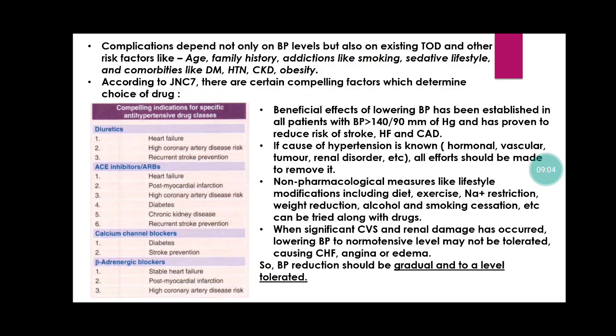According to the Joint National Committee 7, there are certain compelling factors which determine the choice of drugs. Like diuretics are supposed to be given in specialized cases like heart failure, high CAD risk, recurrent stroke prevention. ACE inhibitors or ARBs are drug of choice in cases of heart failure, post-myocardial infarction, high CAD risk, diabetes, CKD, recurrent stroke prevention. Whereas the CCBs can be used in cases of diabetes and stroke prevention.